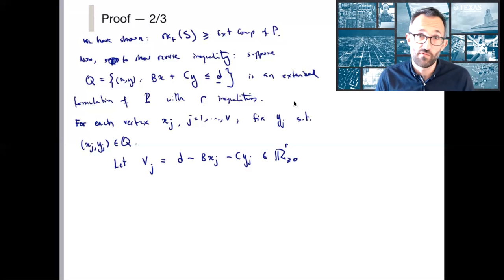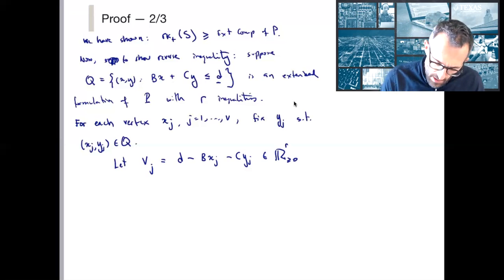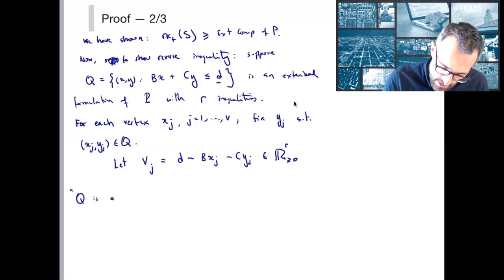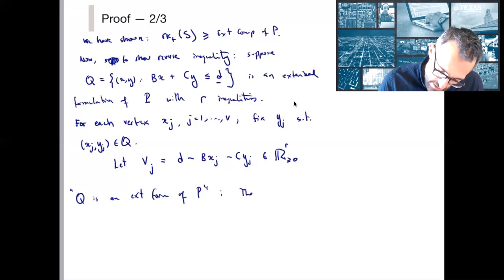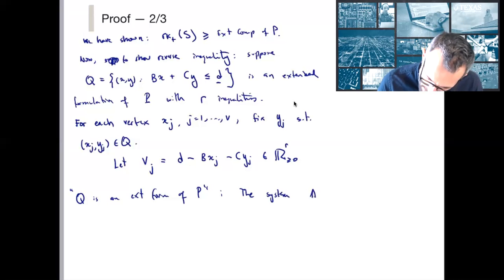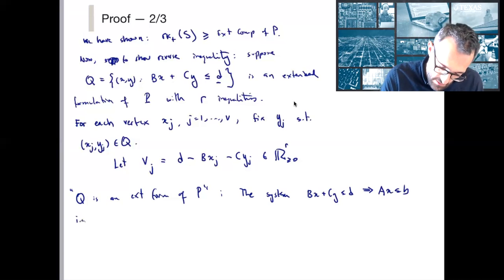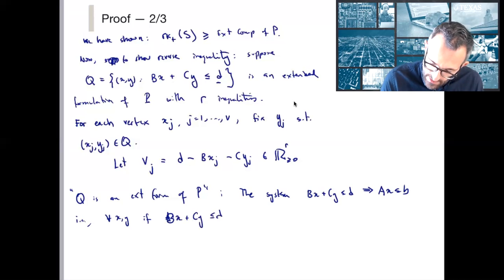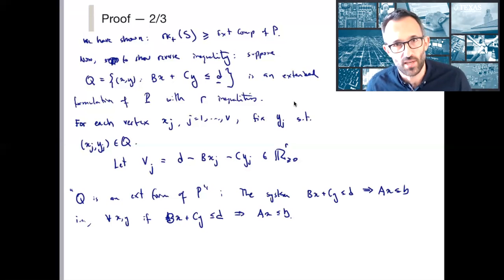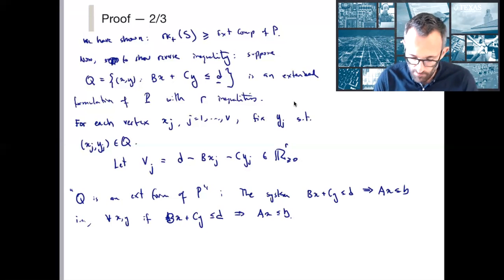Okay, so now we need to use a few facts from linear programming. Saying that Q is an extended formulation of P, note that this implies that the system Bx plus Cy less than D implies Ax less than B. In other words, for any pair x and y, if Bx plus Cy is less than D, then it must be that Ax is less than B. This is just what this means, and this is exactly what we're saying when we say that Q is an extended formulation of P.